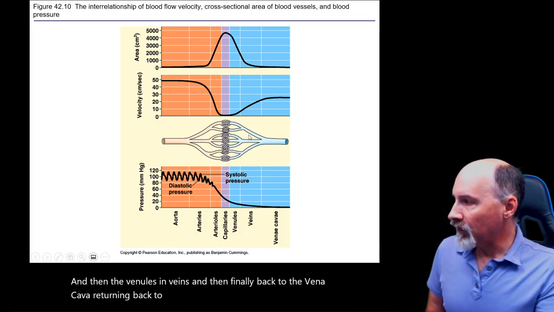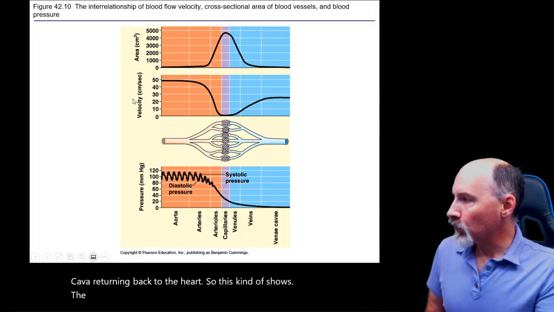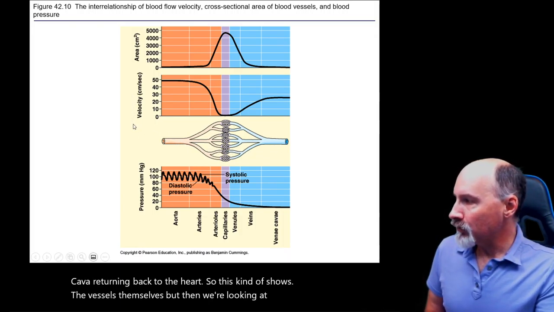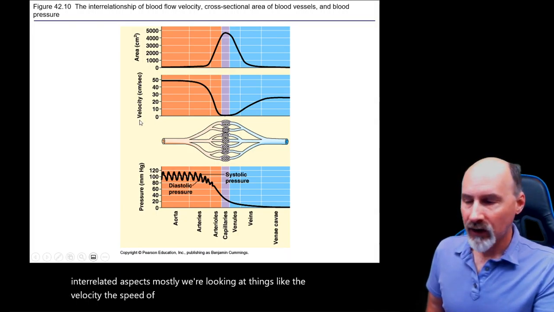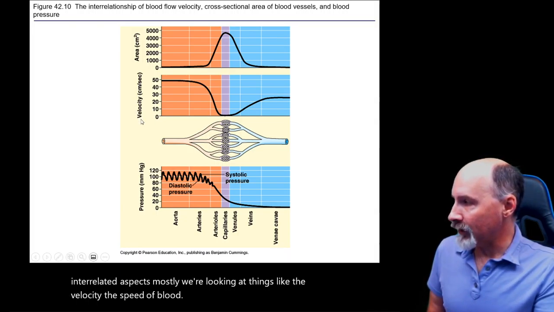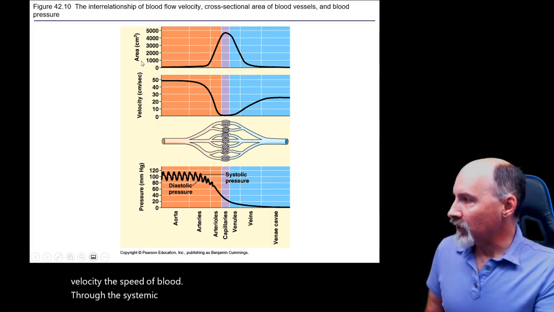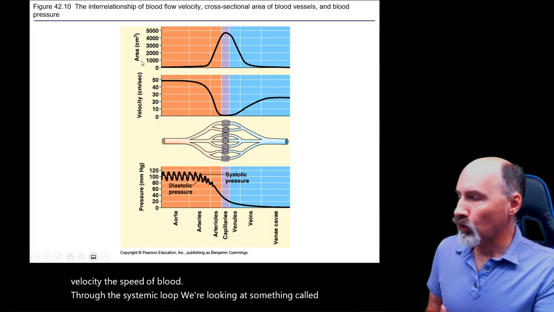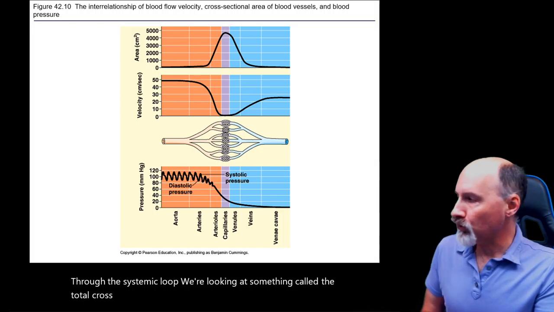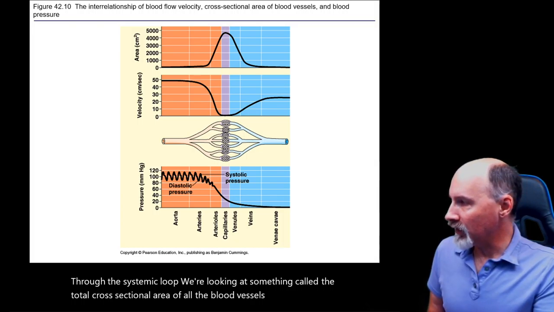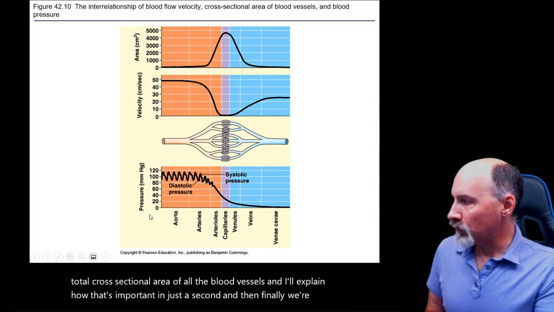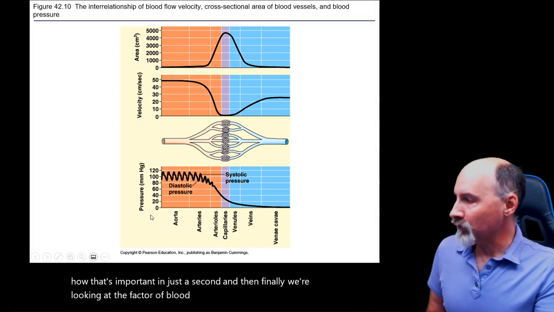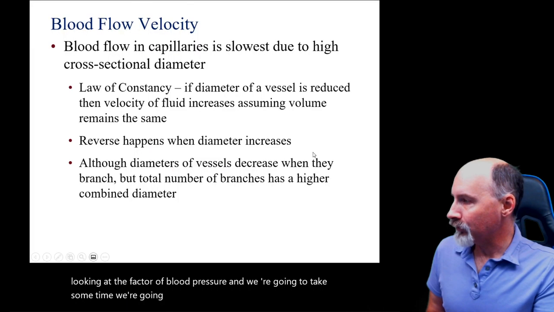All right, so this shows the vessels themselves, but then we're looking at three interrelated aspects. Mostly we're looking at the velocity, the speed of blood through the systemic loop. We're looking at something called the total cross-sectional area of all the blood vessels, and I'll explain how that's important in just a second. And then finally, we're looking at the factor of blood pressure. All right. And we're going to take some time and talk about all of these.